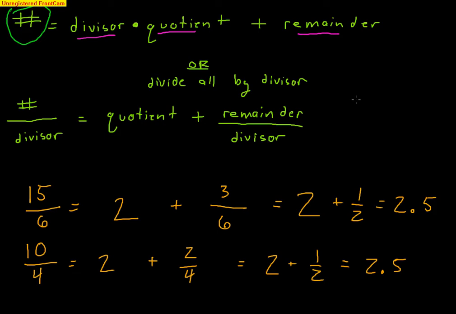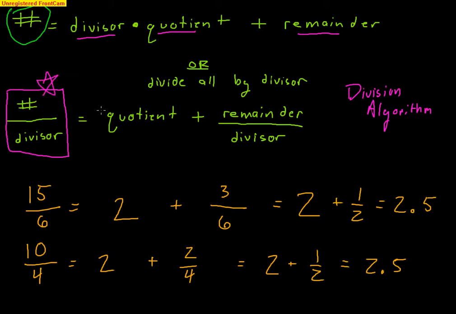Now, a slightly different way of doing it is called the division algorithm. The division algorithm is simply a way of writing it that's a little bit different, but very easy to understand. Basically, if we go to the above equation and divide everything by the divisor, we get our number divided by the divisor. Why is this important? Because remember, this was the original question, 10 divided by 4, 15 divided by 6. This is the original question, and that equals the quotient. Why? Because if we divide everything by the divisor, divisor times quotient divided by the divisor leaves us with just the quotient, plus the remainder divided by the divisor.